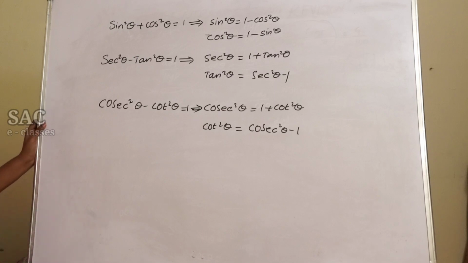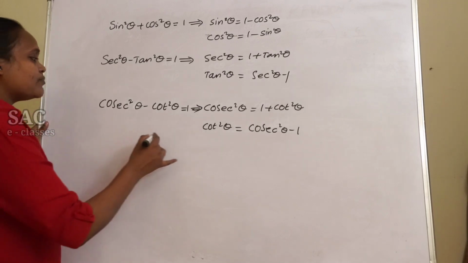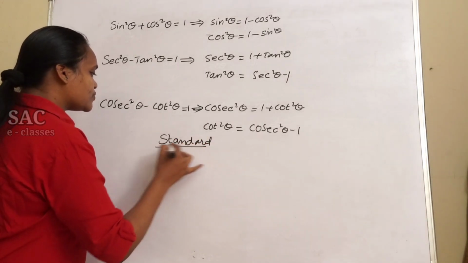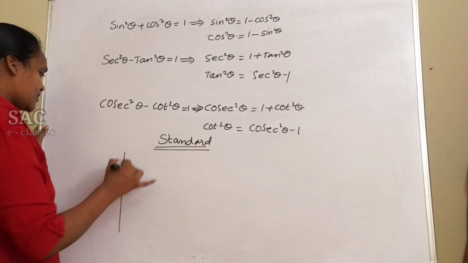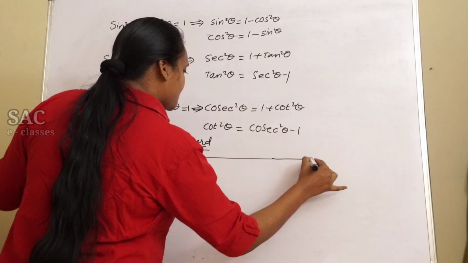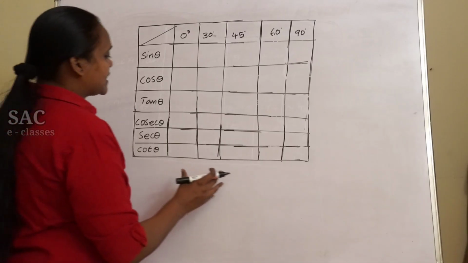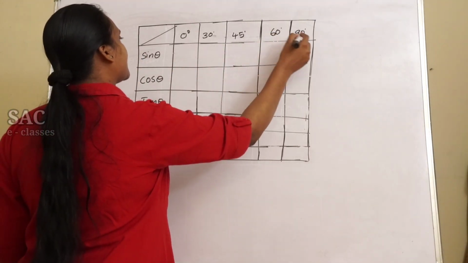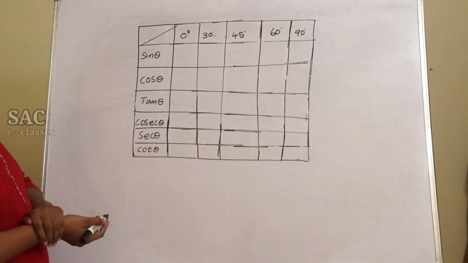Now it's time to learn how to find the value of trigonometric ratios for some specified angles, simply called standard angles, which we are frequently using. You learnt this in your 10th class already. Only for the purpose of recap I am explaining this. The standard angles are 0 degrees, 30 degrees, 45 degrees, 60 degrees and 90 degrees.